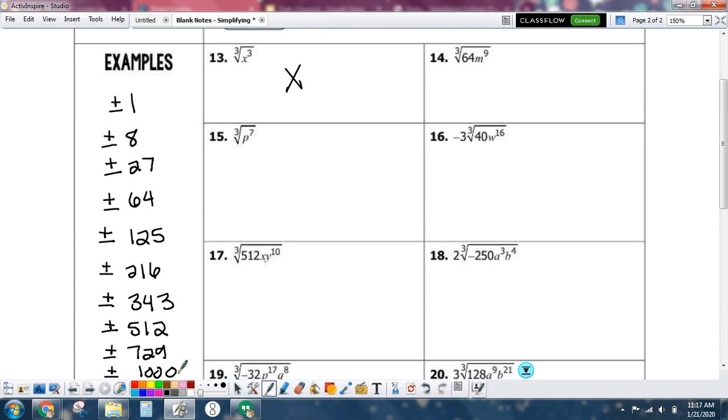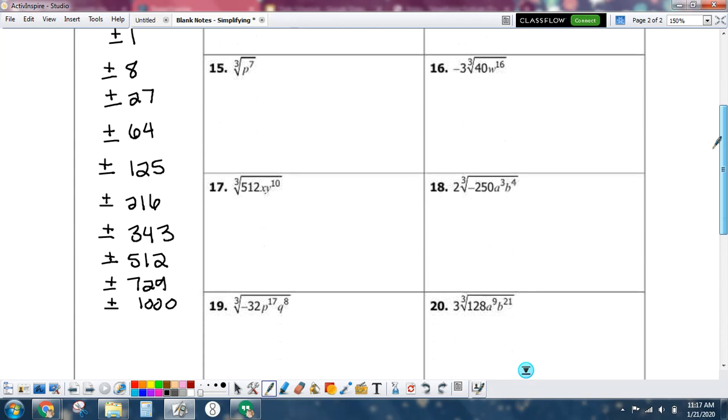So for number 14, we have the cube root of 64 times m to the 9th power. Now 64, I can see on my list right here, it is a perfect cube. So I don't need to split this up most likely because 9 is also divisible by 3. So I don't need to do my two radicals for this one. The cube root of 64 is a positive 4. And then 9 divided by 3 is 3. So our answer is 4m to the 3rd.